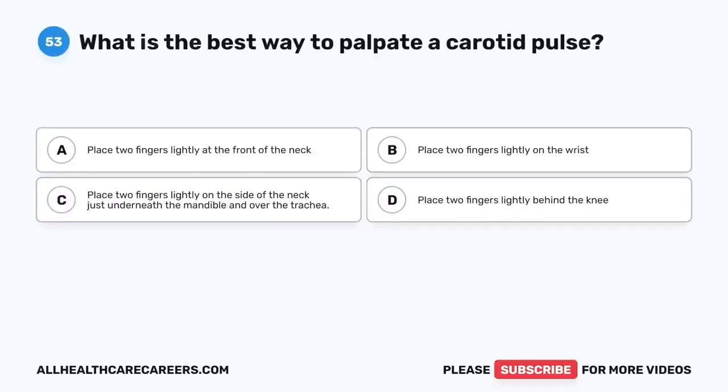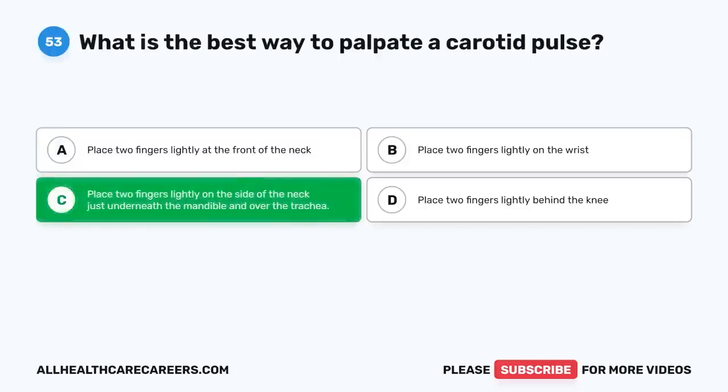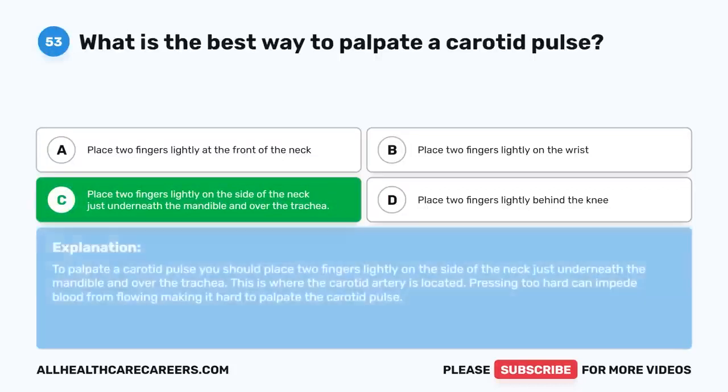A. Place 2 fingers lightly at the front of the neck. B. Place 2 fingers lightly on the wrist. C. Place 2 fingers lightly on the side of the neck, just underneath the mandible and over the trachea. D. Place 2 fingers lightly behind the knee. The correct answer is C. Place 2 fingers lightly on the side of the neck, just underneath the mandible and over the trachea.